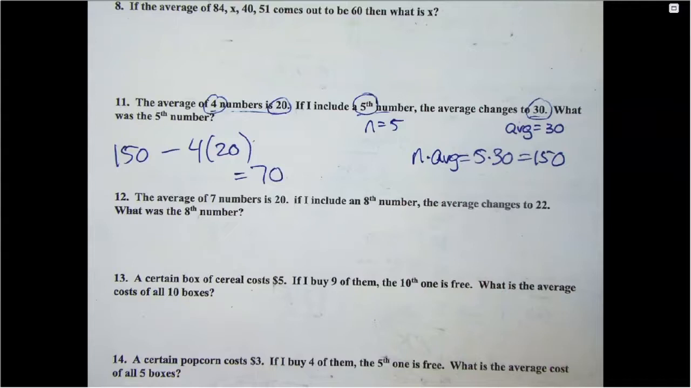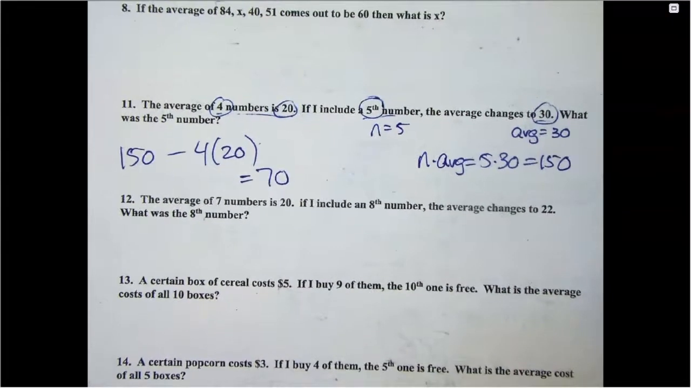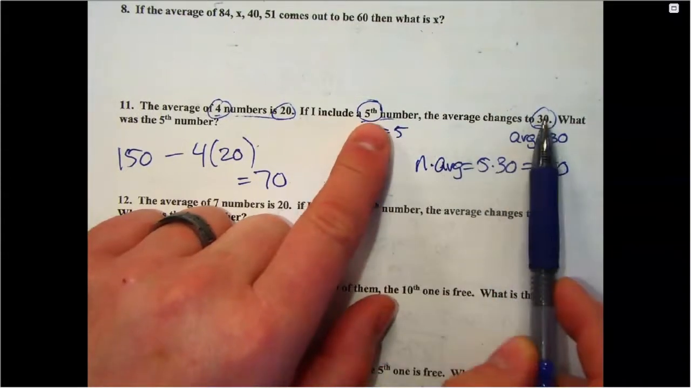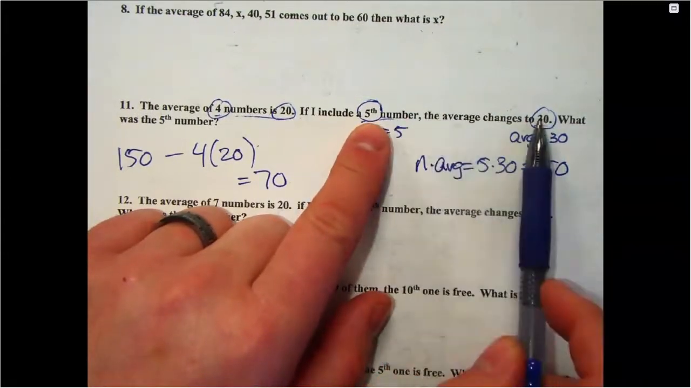Questions? Are you guys good to do the rest of it? Okay, so you got the 150 by doing 5 times 30. Yeah, because that's when I add the fifth number. That's like the end of the problem. I've got 5 numbers now. Okay, I see. So you got the average of the first one.